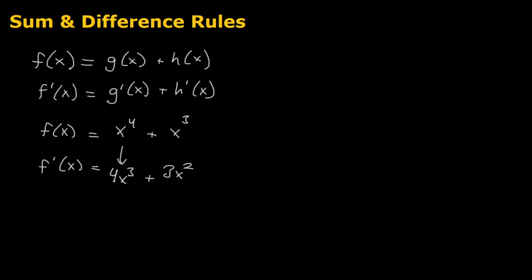And then the difference rule is pretty much the exact same thing, just with subtraction instead of addition. So here we had f prime of x, or I guess I could rewrite this. So f of x is equal to g of x minus h of x.